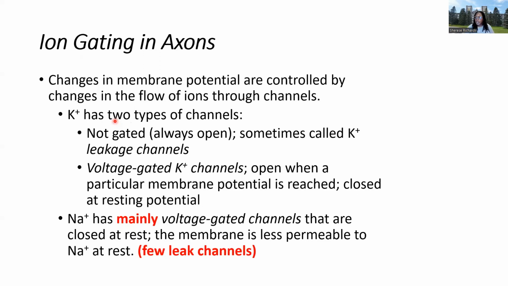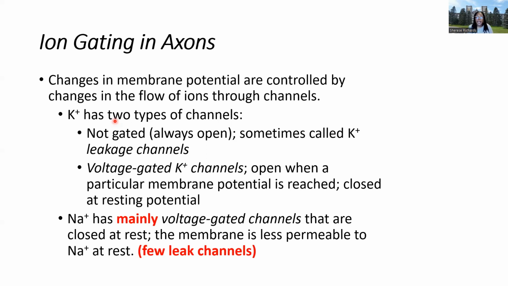Okay. Let's talk about the ion gating mechanisms here a little bit closer. Changes in the membrane potential are controlled by changes in the flow of ions. This is why it's so important for you to think about permeability being simply a reflection of what channels are open. When I talk about permeability increasing, I simply mean more channels for that ion open up, and so those ions can move more freely through the membrane.